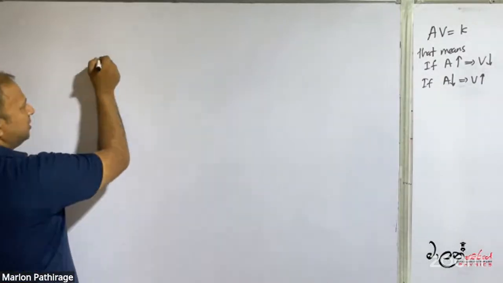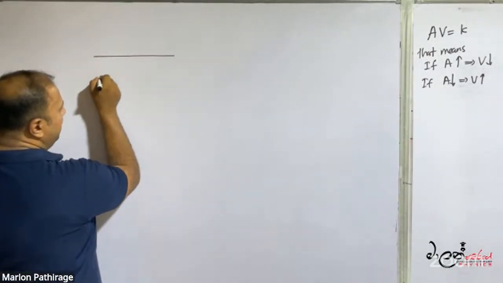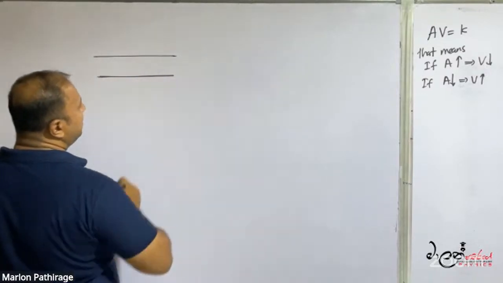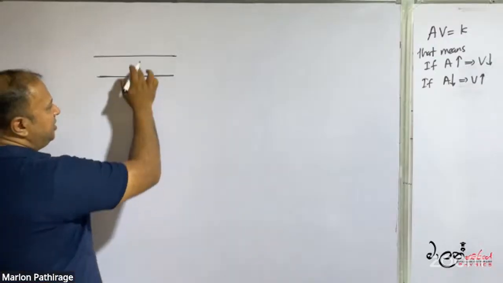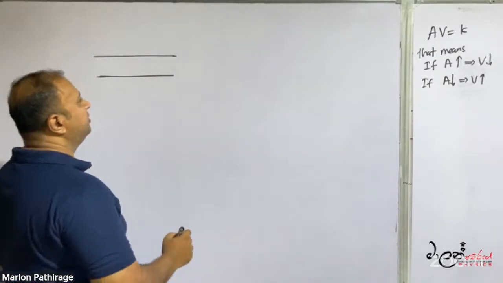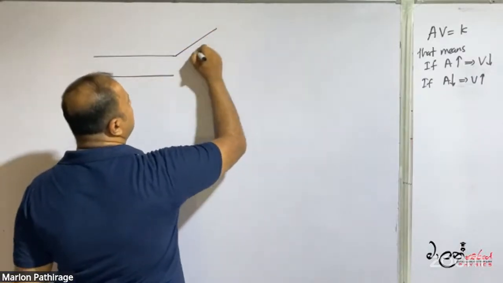Suppose now we have this kind of scenario. Now there's a main pipe here. So at a certain point, this pipe is split into three sections.